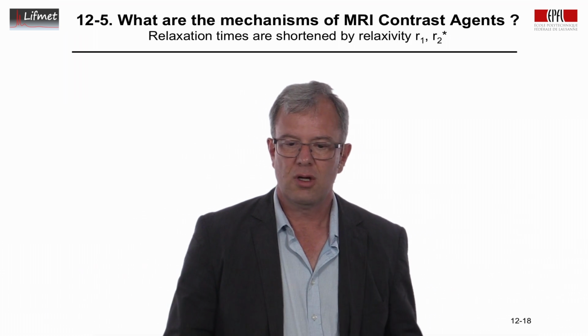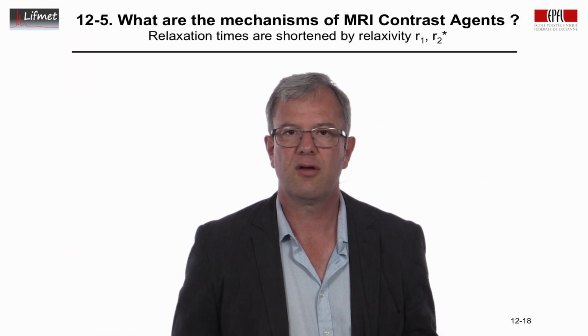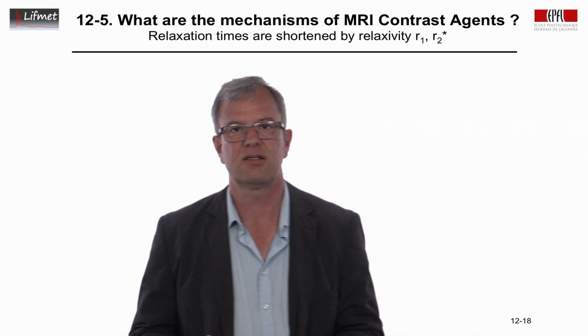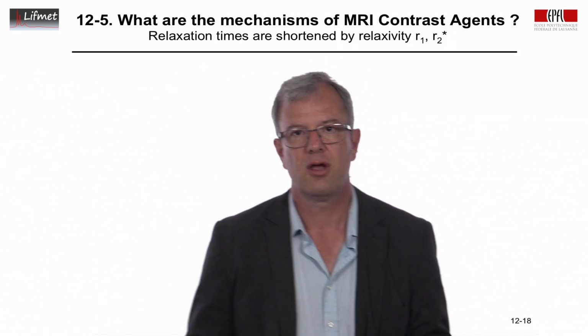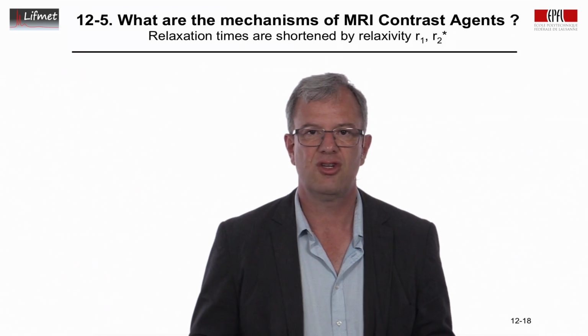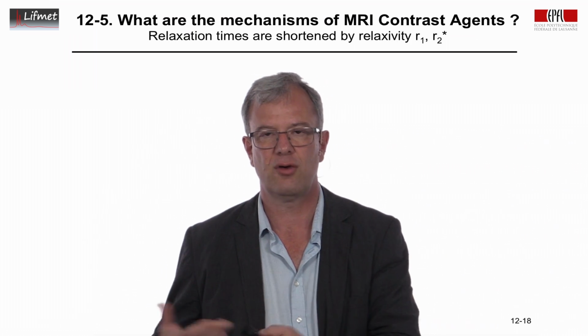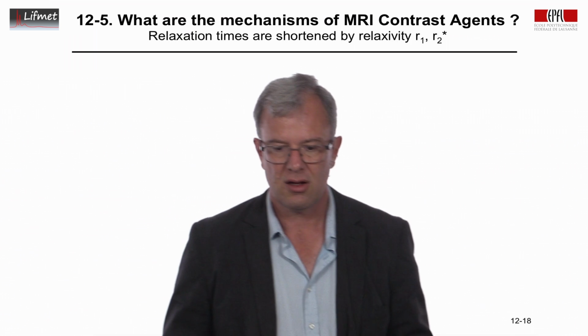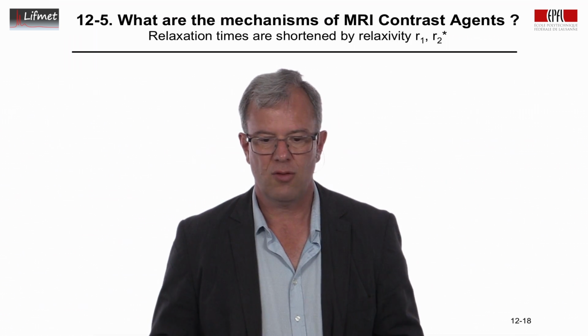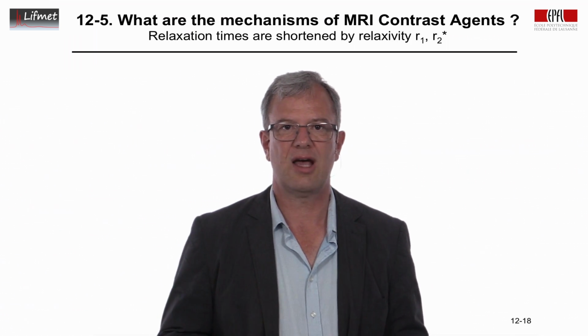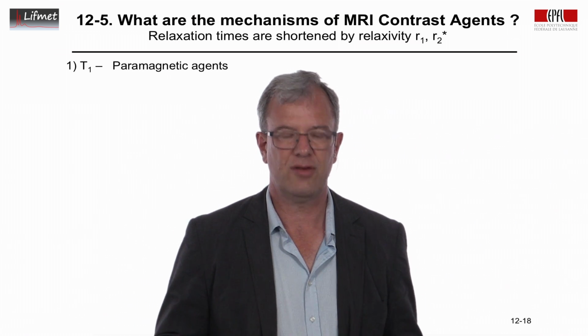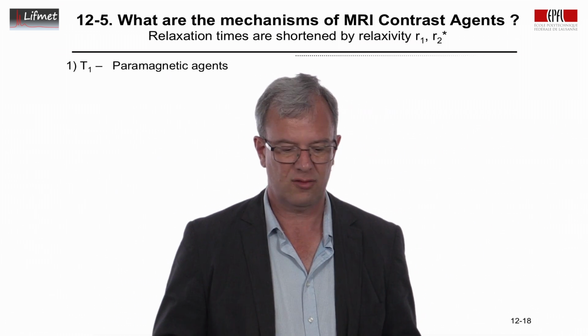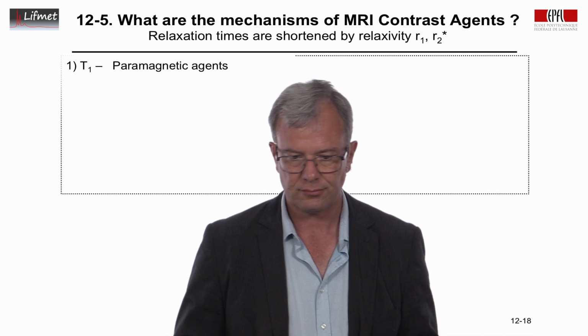So how do contrast agents work for MRI? Remember we had discussed contrast agents for computed tomography, that they change the effective Z of tissue and therefore the linear attenuation coefficient. And so how does a contrast agent work in MRI? Essentially we distinguish two classes of contrast agents. The one are those that act on T1, it's paramagnetic agents.